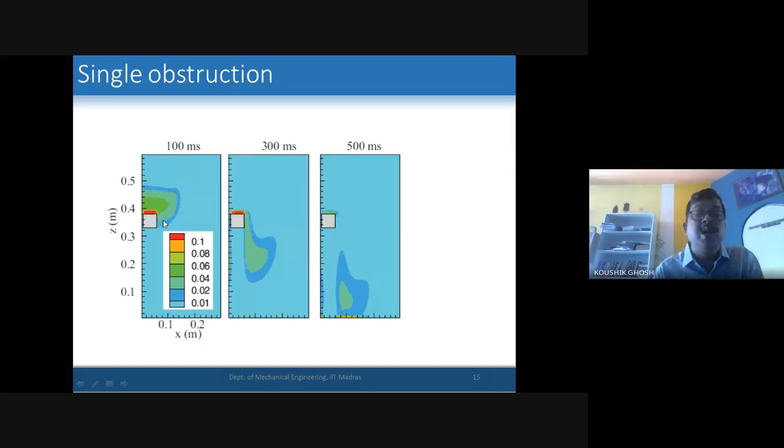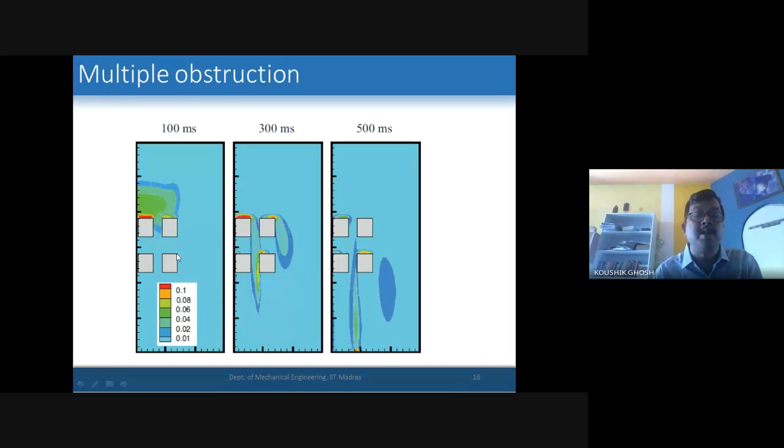To model this, we have modeled a single obstruction here, and you can see how the particles fall and are changed by this obstruction, how they are shifted in this direction. And if we use multiple obstructions, this is how the particles fall.